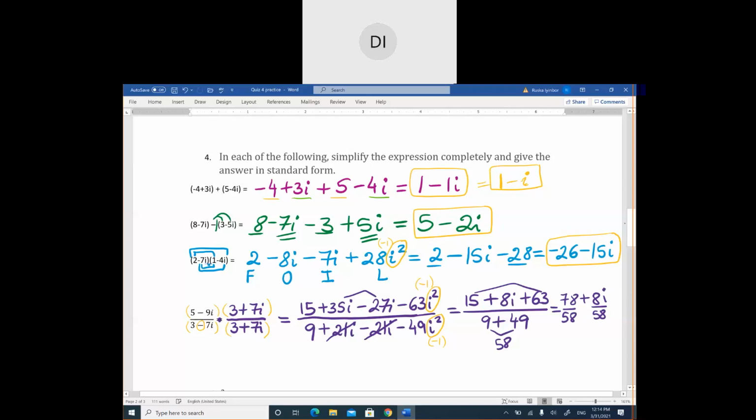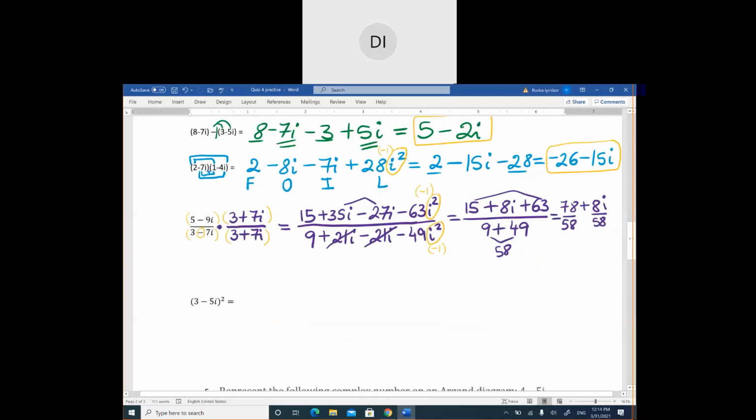Now, we're doing that because we have to simplify it. We have to get the real component and the imaginary component. So we're going to split it, and then you're going to reduce. Now, I can divide up and down by something, right? I can divide by 2. 58 divided by 2 is going to be 29. So I'm just reducing. This is going to be 29, and this is going to be 29. And 78 divided by 2 is going to be 39 in the top. And when I divide 8 by 2, it's going to be 4.